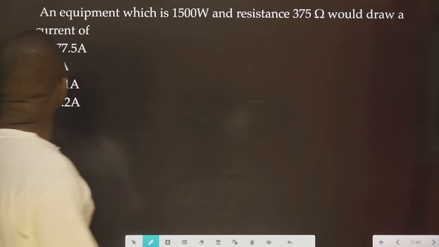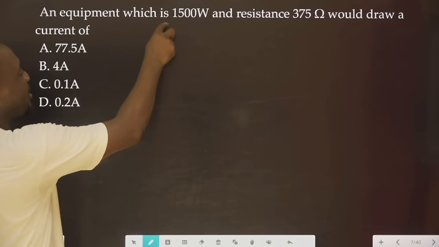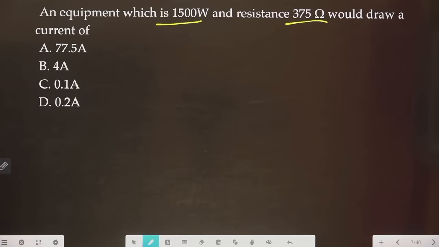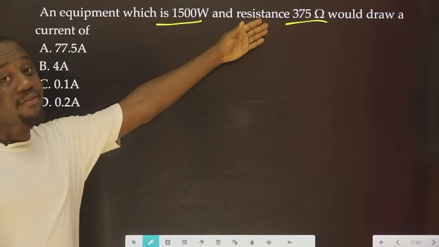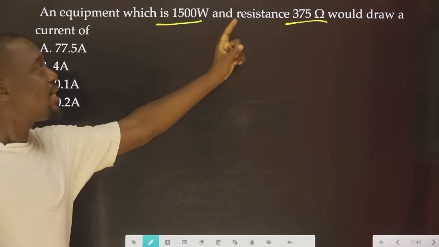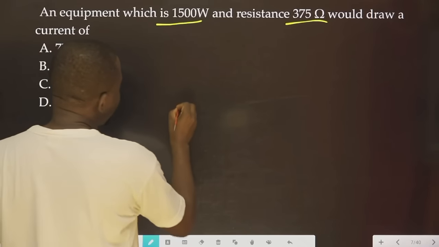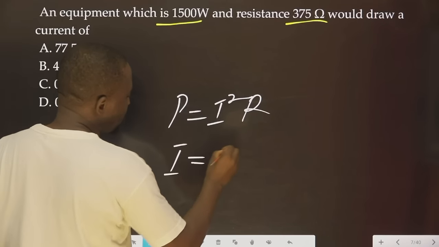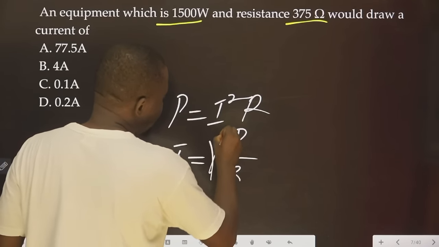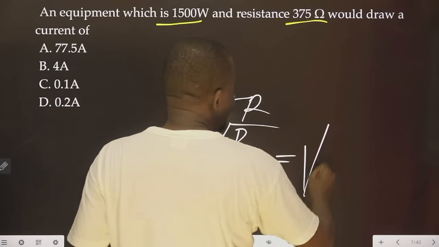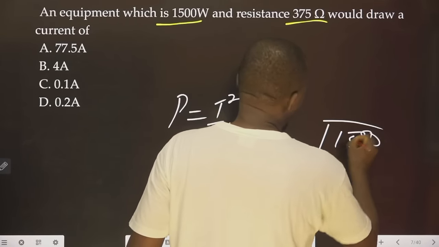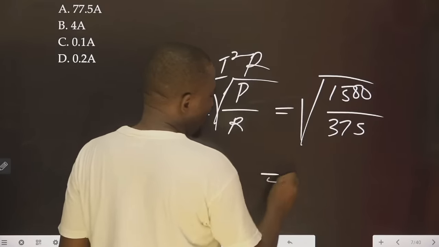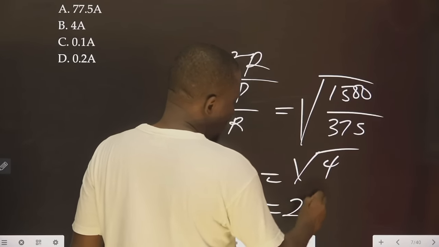Let's look at this question. It says: an equipment which is this watt and resistance of this will draw current of what? This is power, while this is resistance. Now you start thinking, which formula brings this and this together? That formula is power equals I squared R. We are looking for I, so I becomes the square root of this over this. The power given to us over R is 375. If you divide this, you agree with me, you're going to have 4, that is 2 amps.